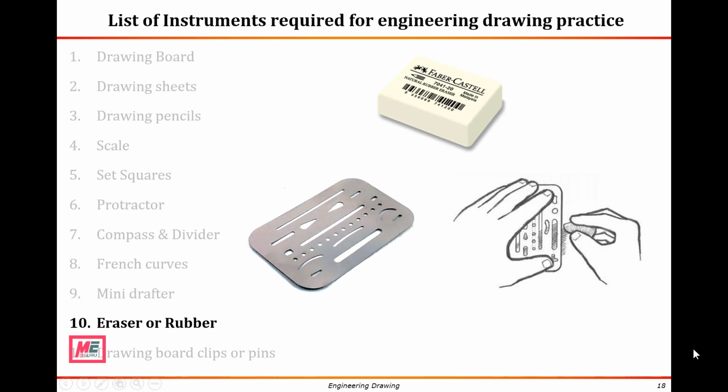Number 10. Eraser or rubber. Eraser is used to erase the unwanted lines from the drawings. Soft rubber is the most suitable kind of eraser for pencil drawings. It should be used in such a way that you do not spoil the surface of the drawing sheet.